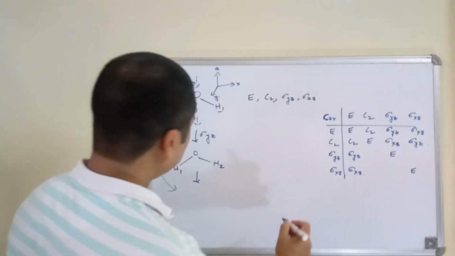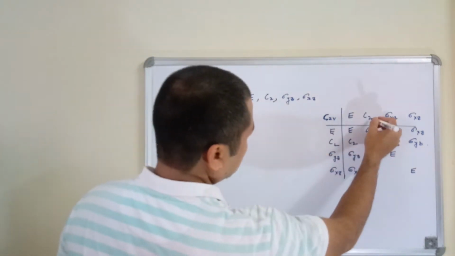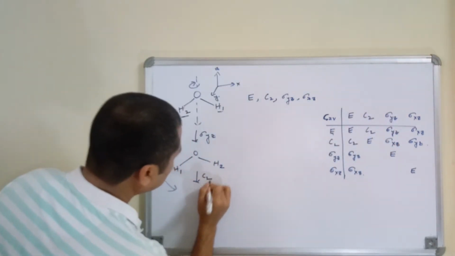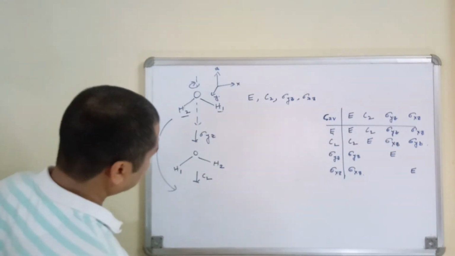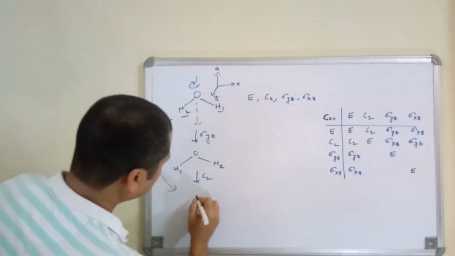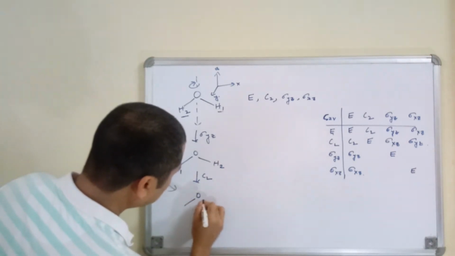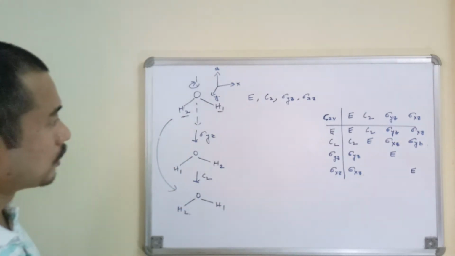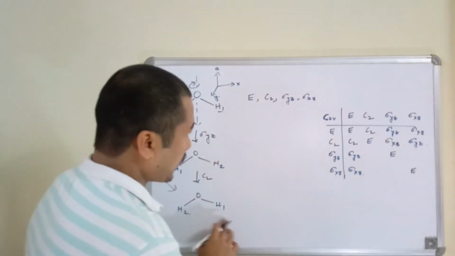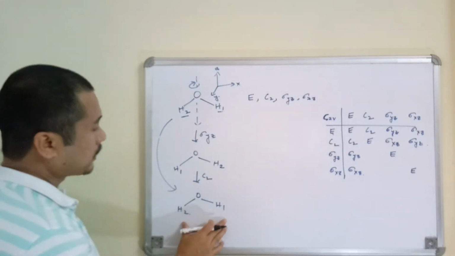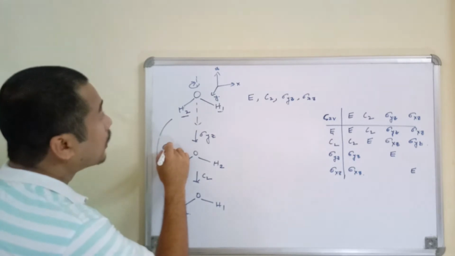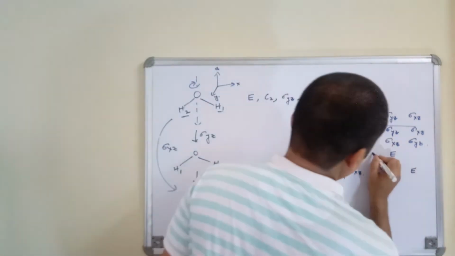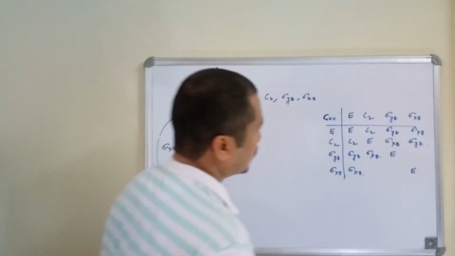And then we'll have to do, because we want to find out the product of sigma yz with C2, C2 now with respect to the C2 axis of symmetry which passes through the oxygen atom. So if I do 180 degree rotation, what I will get is H1 and H2 like this. Again, this configuration we get by doing sigma xz. So we can write sigma xz here.